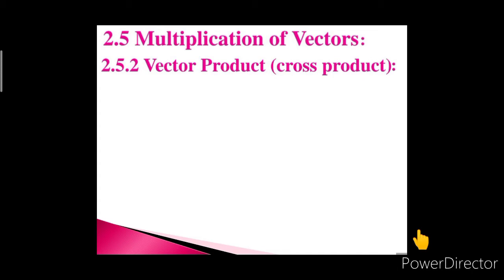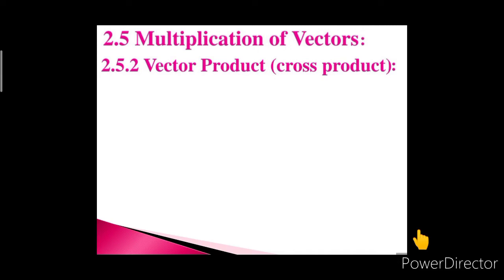When we multiply two vector quantities which are given in magnitude and direction, and the result of the multiplication is a vector quantity, then it is said to be a vector product. And since we use a cross between the two vectors as the multiplication, it is said to be a cross product.